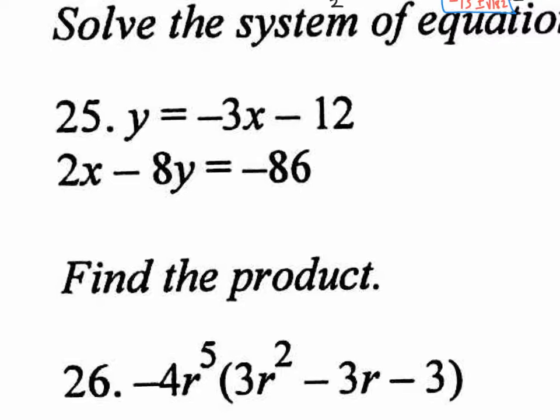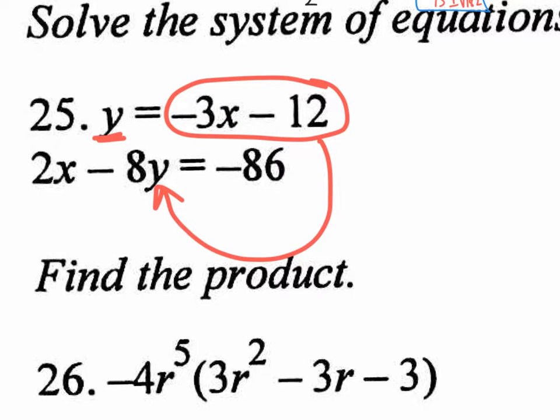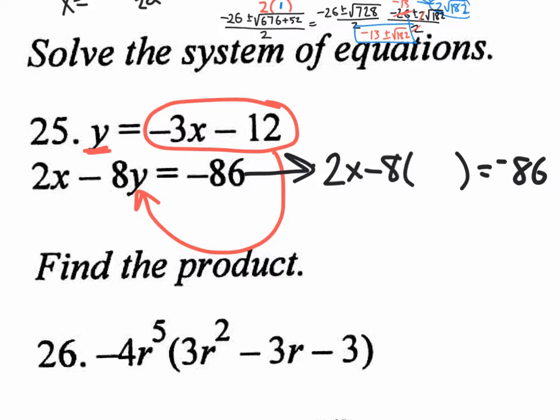Whenever you do have a letter by itself, like y equals, you could take that y value and plug it into the y spot of the other equation. So what we're going to do here is rewrite this equation, but instead of this y, I'm plugging in the binomial 3x minus 12. I want to plug it right into that y. So let me rewrite it. There it is, it's rewritten.